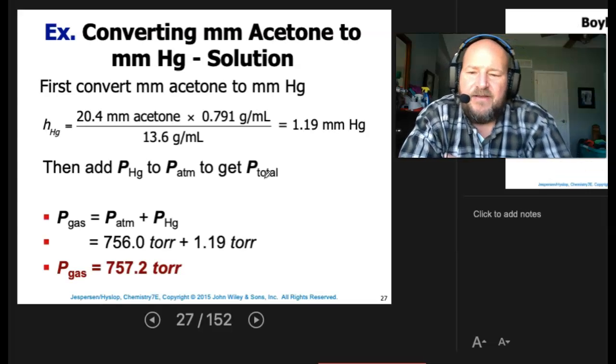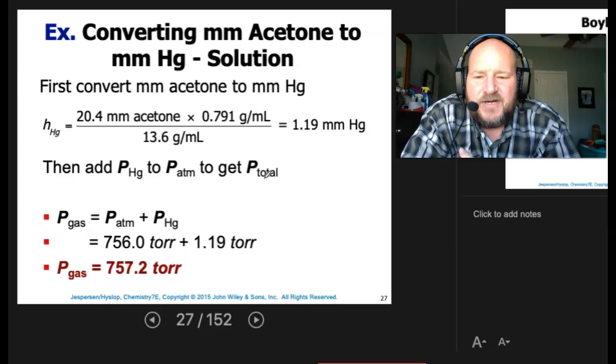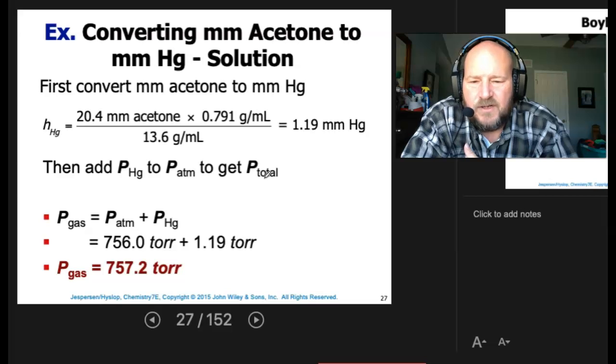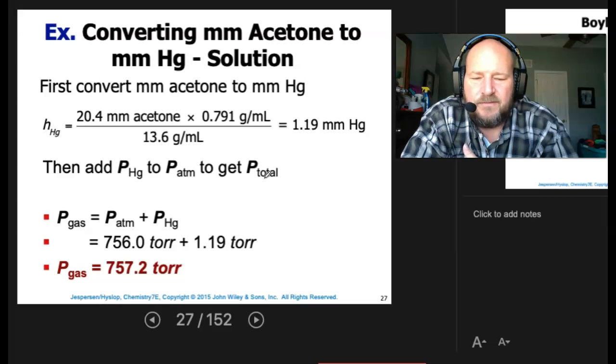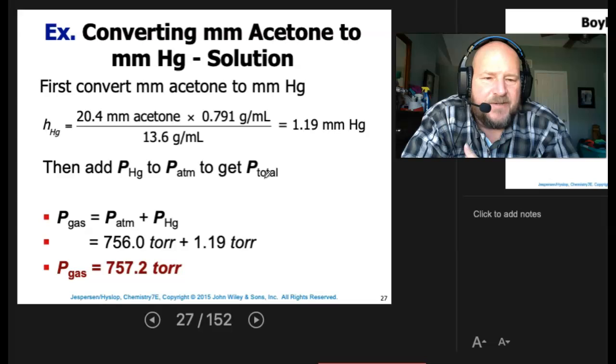Next, we can add the pressure of the mercury to the pressure of the atmosphere to get the pressure total. So we have 756 torr plus, remember, millimeters of mercury is equal to torr, so that would be 1.19 torr. Adding those together, we get 757.2 torr.